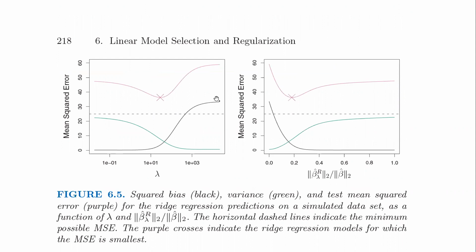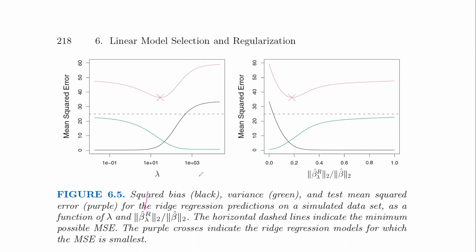Squared bias is black and variance is green. And then we have purple, which is the test mean squared error. I mean, can we just think of it as addition? It's not quite addition, but you're getting the purple from combining in some way the green and the black. And this is where you get the lowest mean square error.